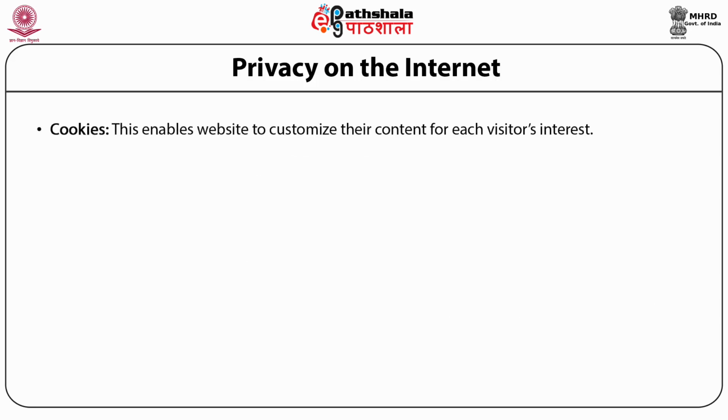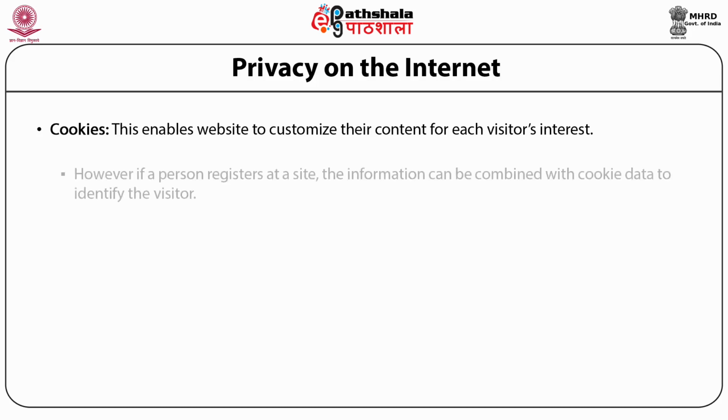This enables the website to customize their content for each visitor's interests. Websites that use cookie technology cannot directly obtain visitors' names and addresses. However, if a person registers at a site, the information can be combined with cookie data to identify the visitor.